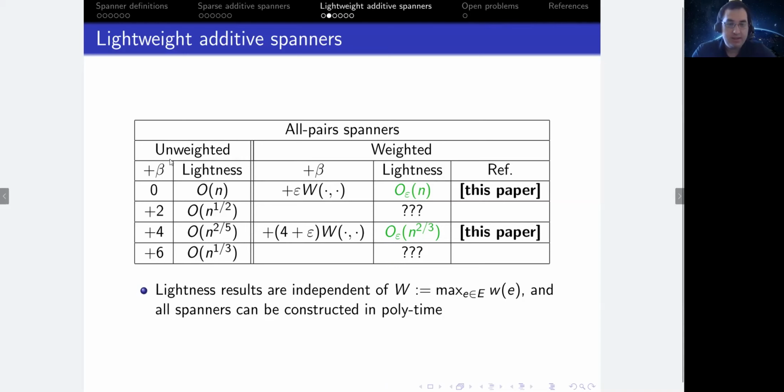So note that the left two columns contain the lightness results for unweighted graphs. Note that lightness does not really make a whole lot of sense since the minimum spanning tree always has weight n for an unweighted graph. So the notion of lightness is not too interesting in unweighted graphs, but it serves as a good comparison. So we remark that these lightness results do not depend on the maximum weights or the edge weights of the graph, just the size of the graph.